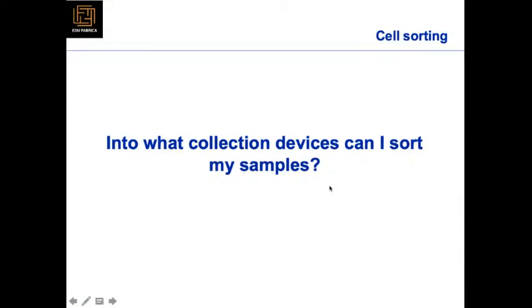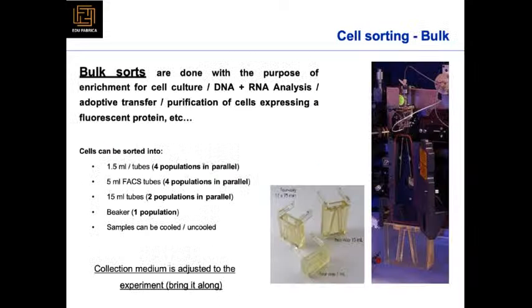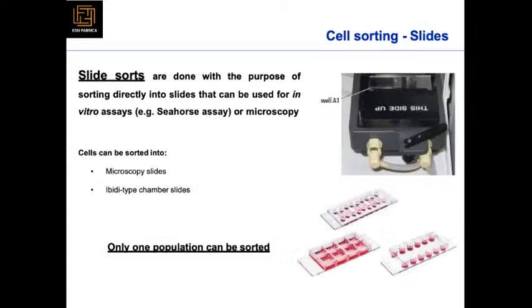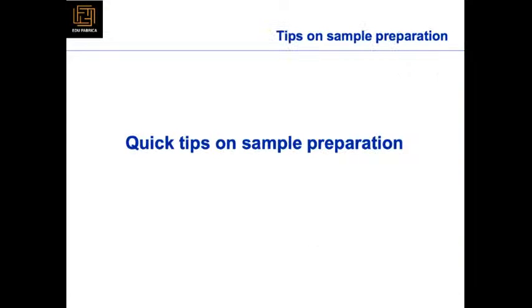So what collection devices can I sort my samples into? You can sort your samples into bulk sorts: in the FACS tube, 15 ml tube, beakers, or sample tubes. You can also sort them in the plate sorter with 6 to 384 well plates. You can have slide sorters too. In the slides, you can sort them with the help of microscopy slides or chamber types.